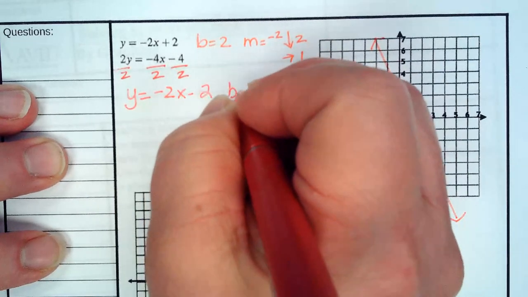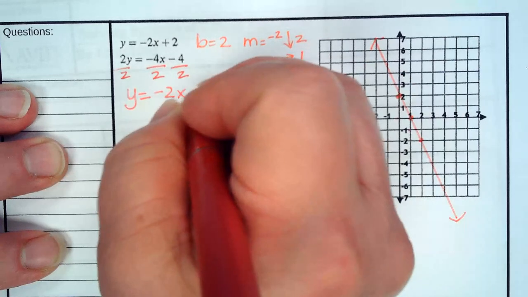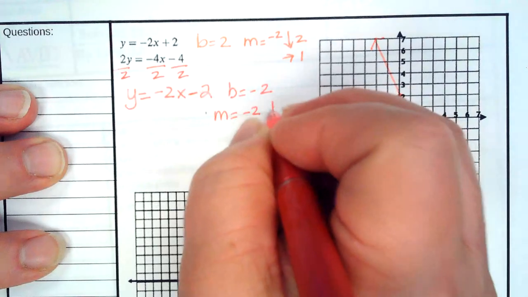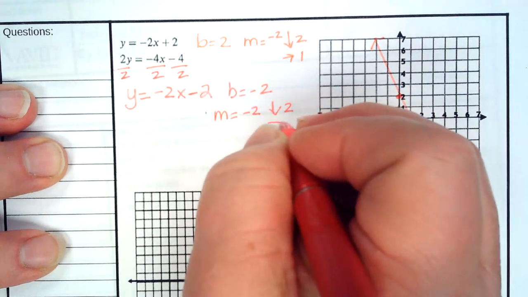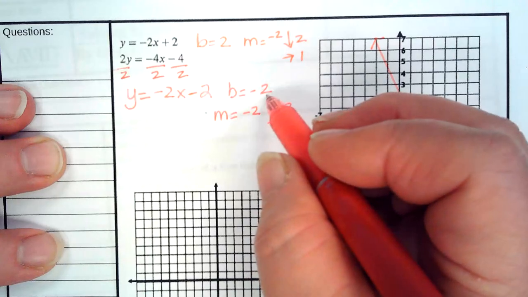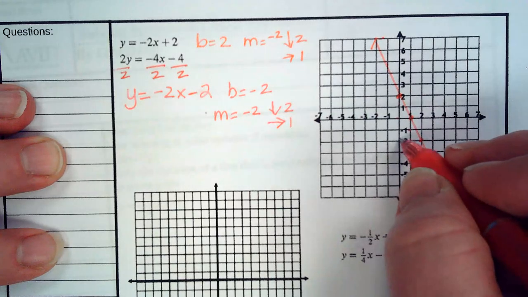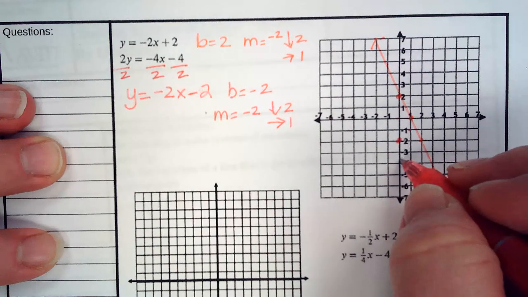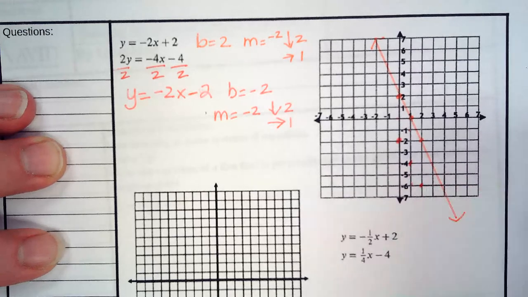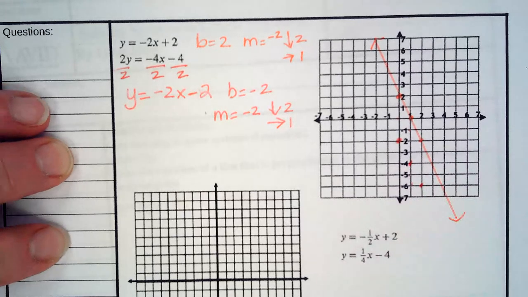So I begin at -2. I move -2, which is down 2, right 1. So I start at -2, which is right here. I move down 1, 2, right 1. Guess what?